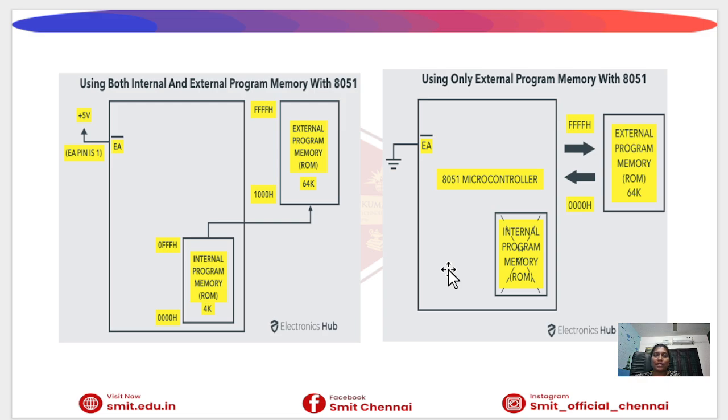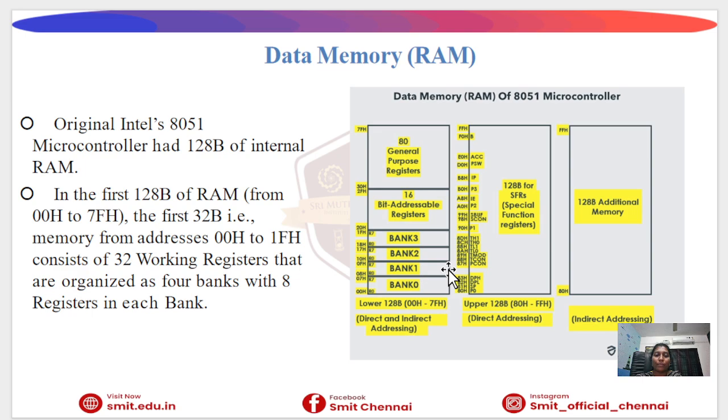This pin tells the CPU where to fetch the program. If EA is high, the program is in the internal ROM. If EA is low, the program is in the external ROM. Already we have seen the 89C51, the 8051 and 52, which are connected to the supply, and the 8031 and 32, which are connected to the ground.